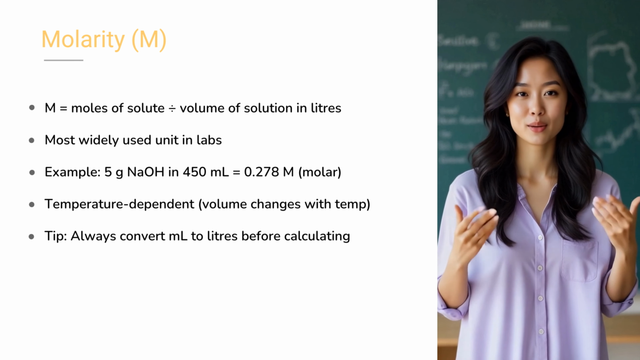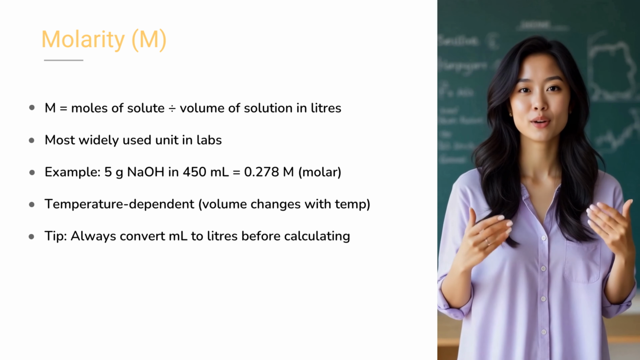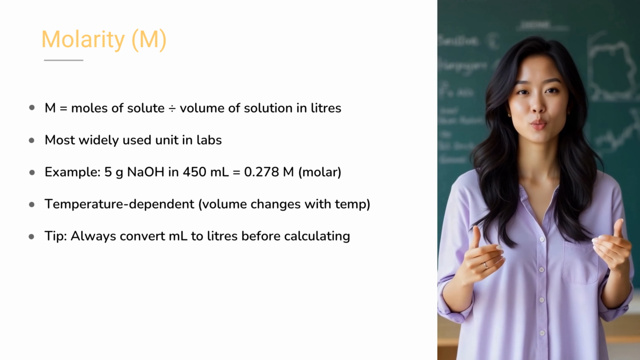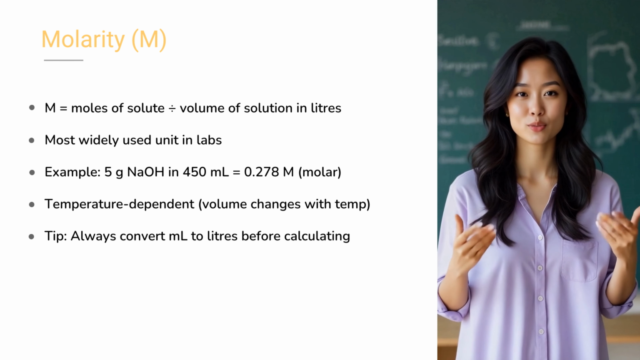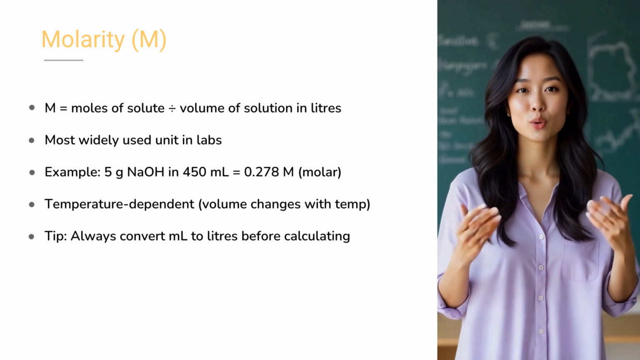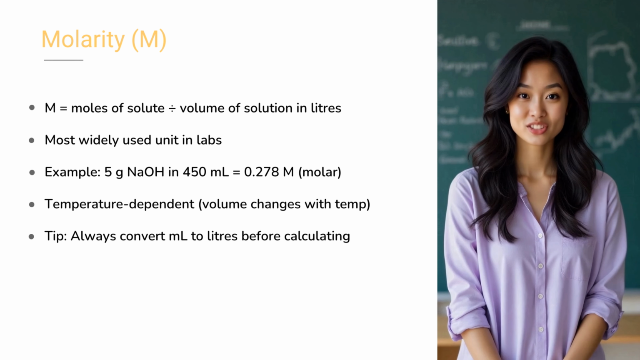Molar mass is 40 grams per mole. Moles equals 5 divided by 40, and that will be 0.125 moles. Volume is 450 divided by 1000, equals 0.45 liters. Molarity will be 0.125 divided by 0.45, equals 0.278 molar.